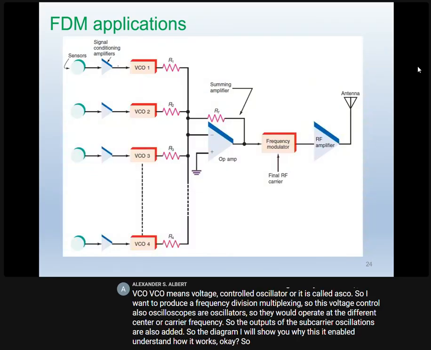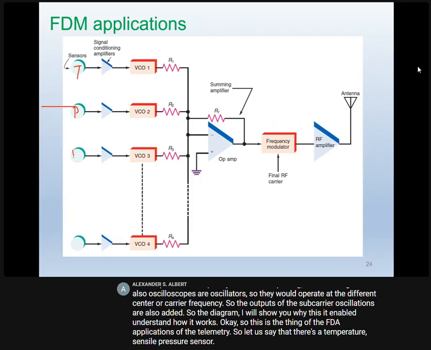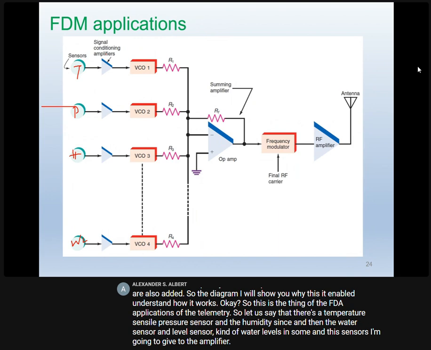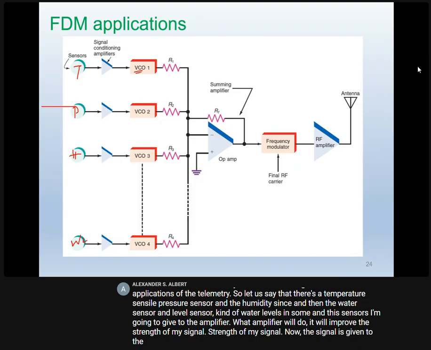So this is the FDM application in telemetry. Let us say there is a temperature sensor, pressure sensor, humidity sensor, and a water level sensor. These sensors I'm going to give to the amplifier. What the amplifier will do is improve the strength of my signal. Now the signal is given to the VCO.